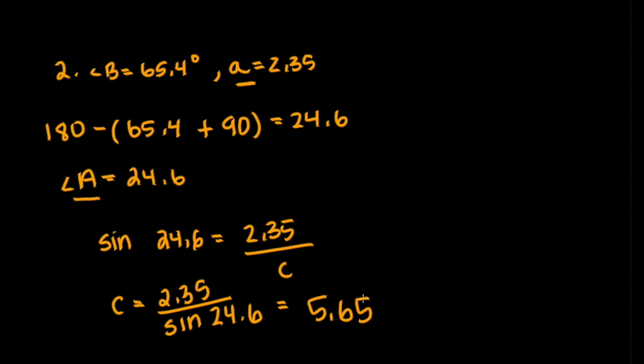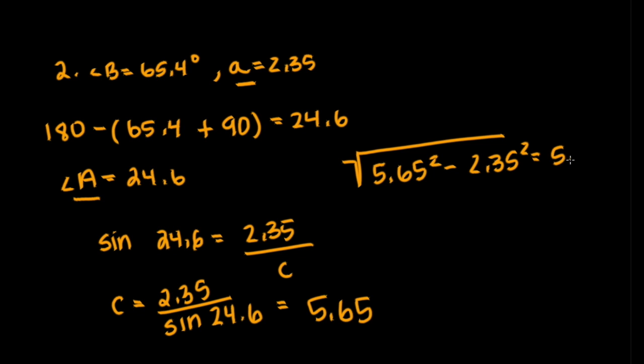This time, to find our unknown length of the side labeled as B, let's do the Pythagorean theorem. So the square root of 5.65 squared minus 2.35 squared equals 5.13. So the measurements that we found are that the angle of A equals 24.6, B equals 5.13, and the length of C equals 5.65.